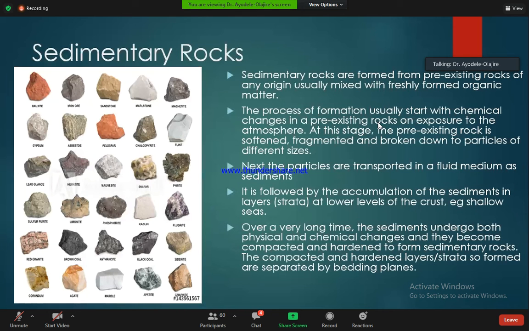So let's move on. We've talked about igneous rocks. Another type of rock, the second one we are going to be considering, are sedimentary rocks. Now, sedimentary rocks are formed from pre-existing rocks of any origin, and they are usually mixed with organic matter. Remember we said that igneous rocks are non-stratified. Well, sedimentary rocks, on the other hand, are formed as a result of these layers.